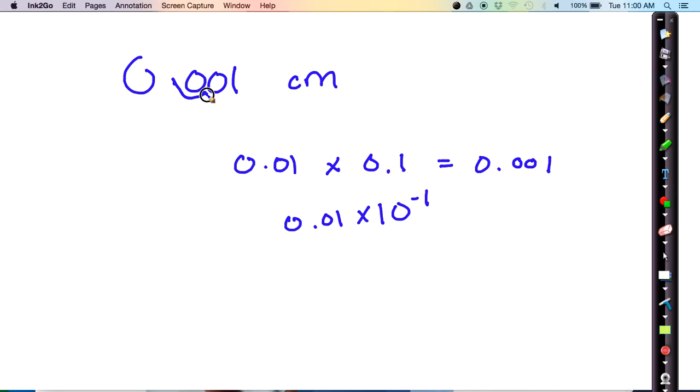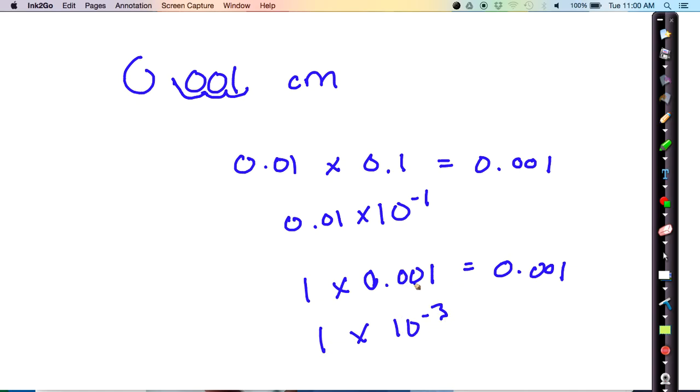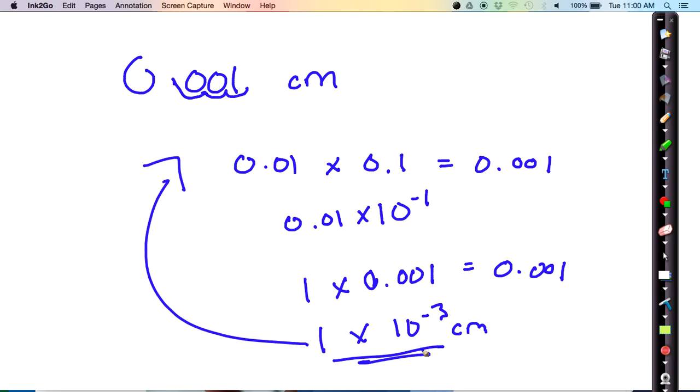If I keep moving the decimal to 3 places, I now have 1 times 0.001, which is equal to 0.001, or 1 times 10 to the negative third power, because 0.001 is 10 to the negative third power. And I'll put my unit there, centimeters. There we have 0.001 centimeters written in scientific notation, 1 times 10 to the negative third centimeters.